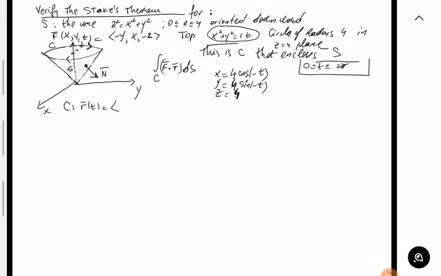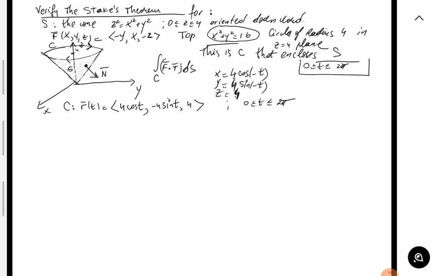So cosine of minus t is the same as cosine of t because it's an even function. And then 4 sine of minus t is minus 4 sine of t. And then the z coordinate is 4. And again, the parameter domain is 0 to 2 pi. What else do we need? We're going to deal with the surface later on. That's all we need for the line integral, right? So now we can just proceed and compute the line integral.